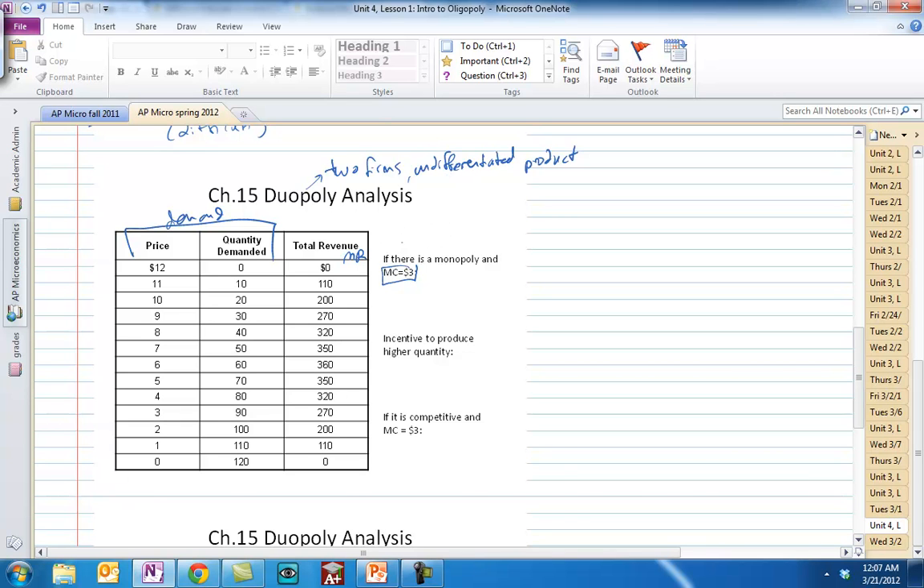So we're going to start looking at it like this. If this industry were a monopoly, a single firm producing with this demand curve and this marginal cost, what output would it produce? We know how to do this. This is review. The marginal revenue is equal to the change in total revenue over the change in quantity. The change in quantity is 10 each time, which makes the math easy. So our marginal revenue is going to be 110 over 10, 11, 90 over 10, and so on. We start to get negative marginal revenue here.